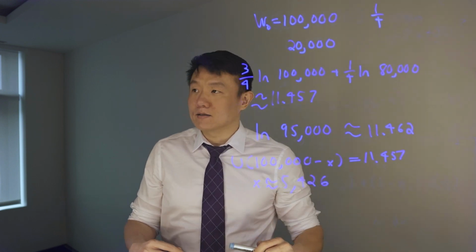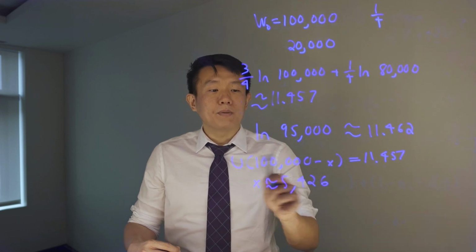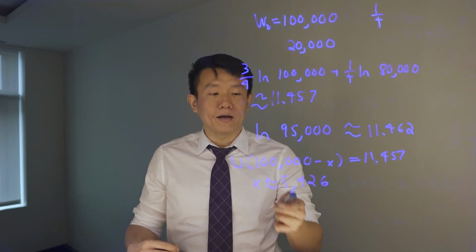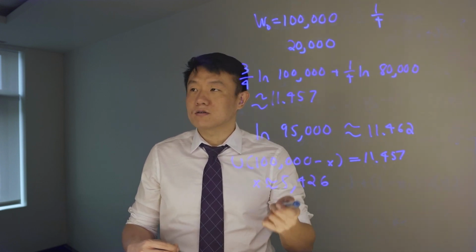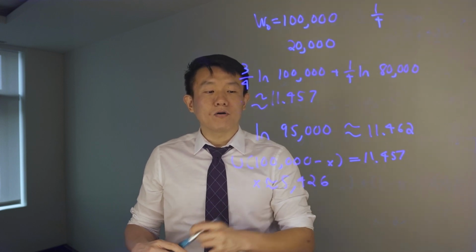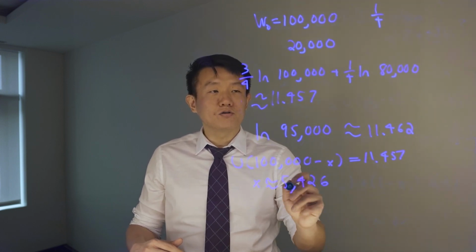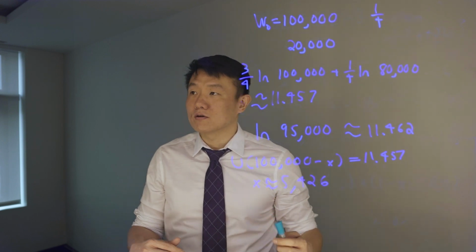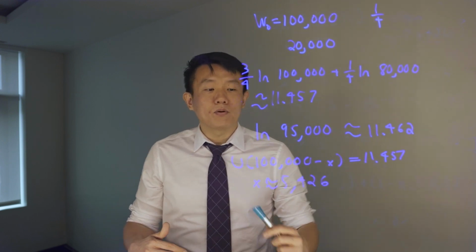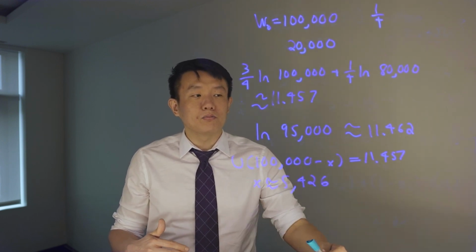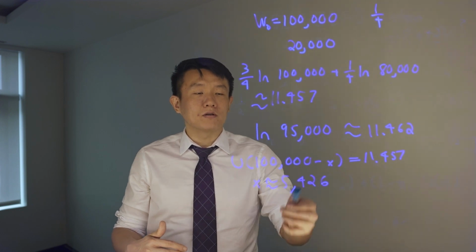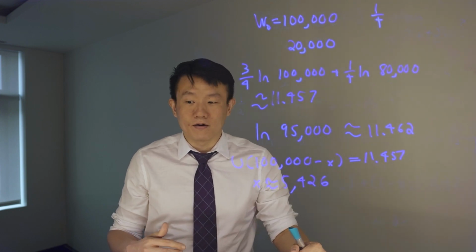What this indicates is that people are willing to pay this much for insurance, which gives a profit of 426 to the insurance company. So people are willing to pay an additional premium to avoid risk, which allows the insurance company to make a profit.